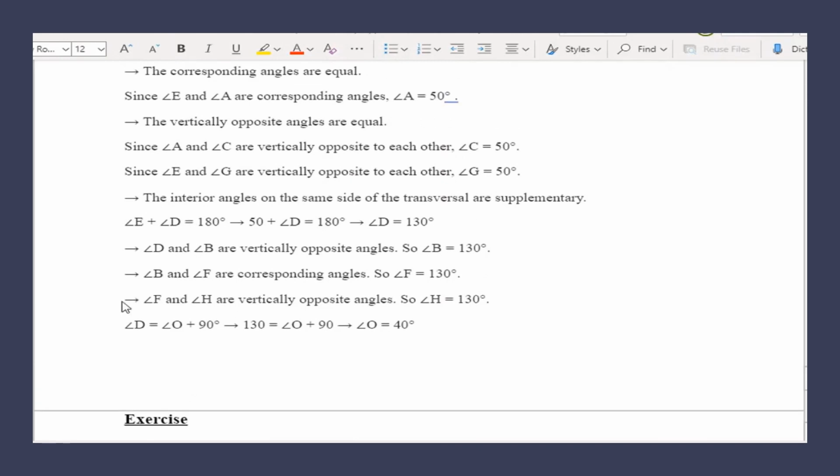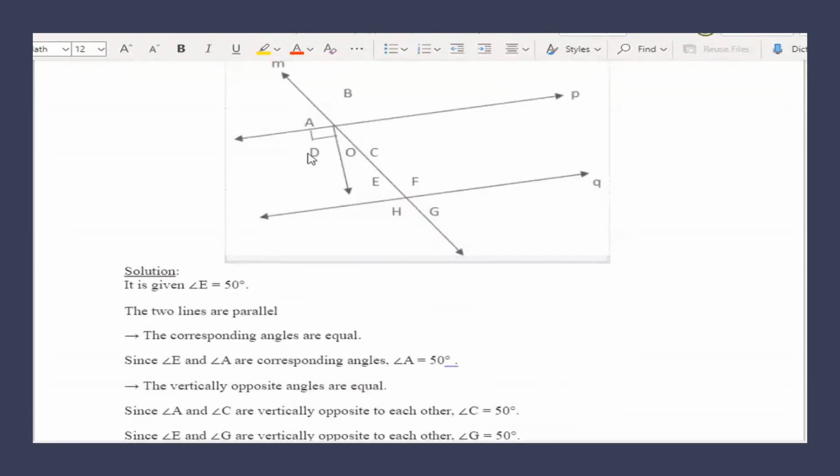Then it says angle D is equal to angle O plus 90 degrees. And D is 130. So 130 is equal to angle O plus 90 degrees. So that means that angle O is 130 minus 90, which gives you 40. So it says since this whole thing is 130, this O will be 130 minus the 90, which will give you the 40 right here.